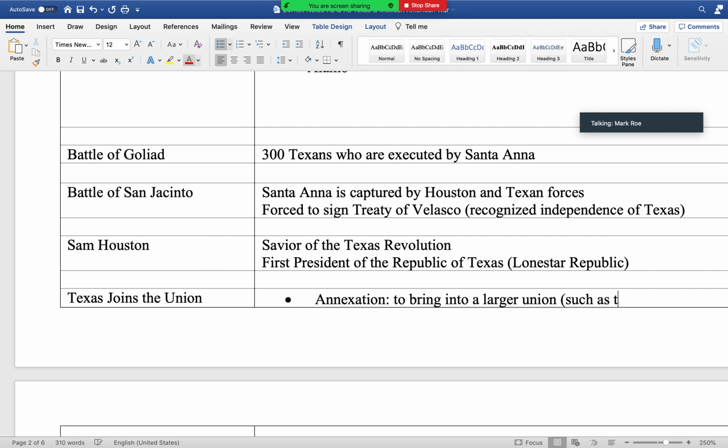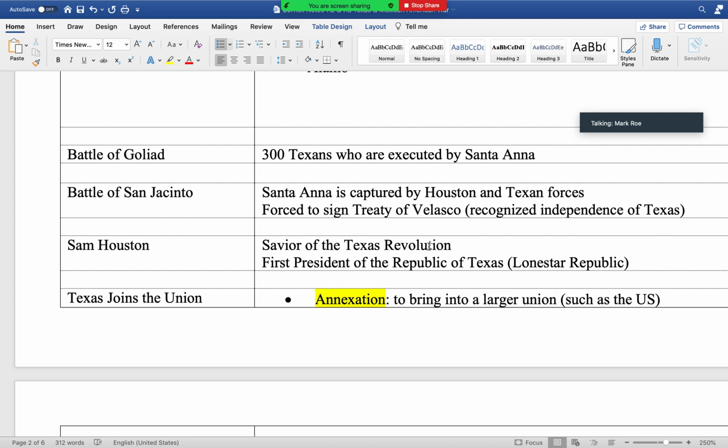The conversation that starts occurring in Congress is, hey, can we annex Texas? Can we bring Texas into the United States as a U.S. territory? Because after Texas became independent of Mexico, they were their own country, essentially, their own republic. There's going to be a period of about nine years, almost a decade, that Texas is its own republic. However, there's a huge conversation in Congress about annexation. Should the United States do this?